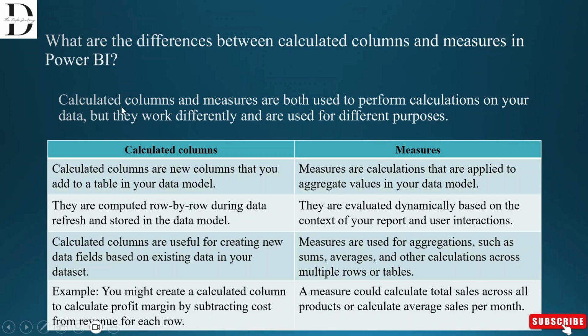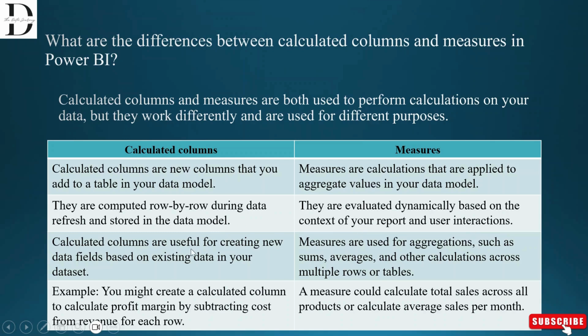Calculated columns and measures are both used to perform calculations on your data, but they work differently and are used for different purposes. Calculated columns are new columns that you add to a table in your data model. They are computed row by row during data refresh and stored in the data model. Measures are calculations that are applied to aggregate values in your data model. They are evaluated dynamically based on the context of your report and user interactions.